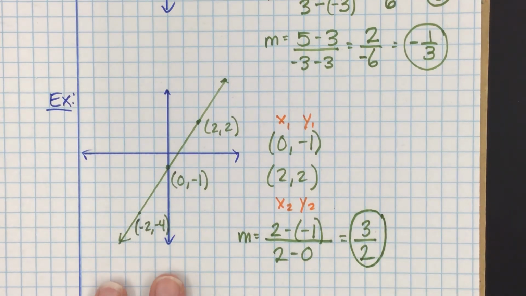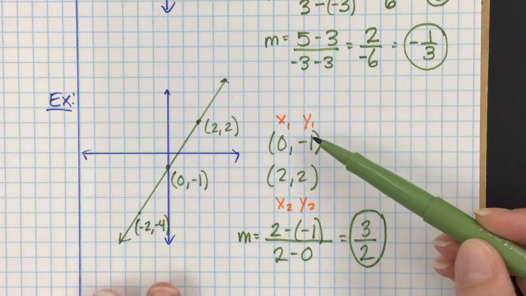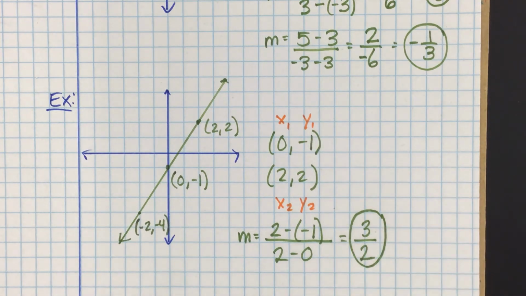Yes, ma'am? Why is it 2 minus negative 1? Because you have to subtract them. Yeah, because we're finding the difference, you have to subtract them. So it has to be 2 minus this whole thing, negative 1. Your questions are so good, and when you ask a question, it helps you so much to understand, which is what I want. Rhea, you got it? Okay.